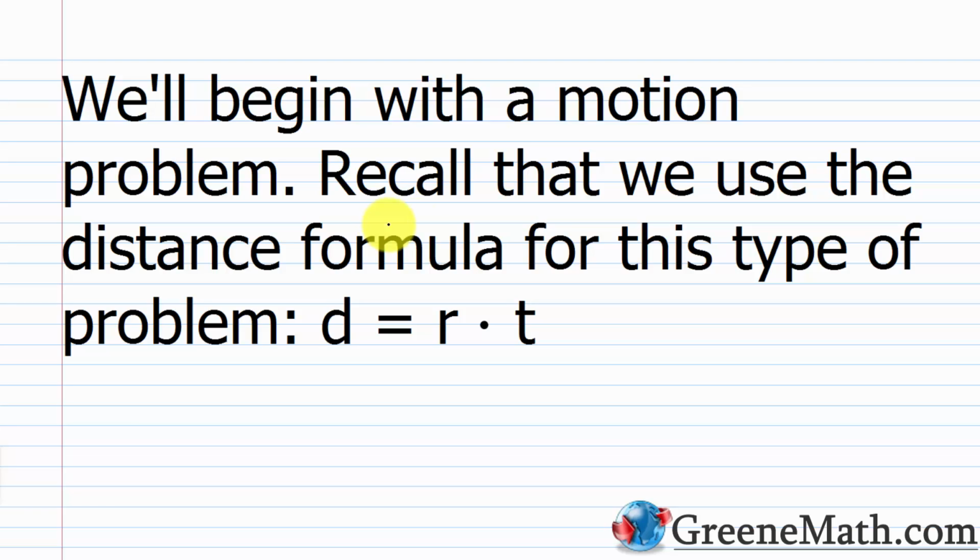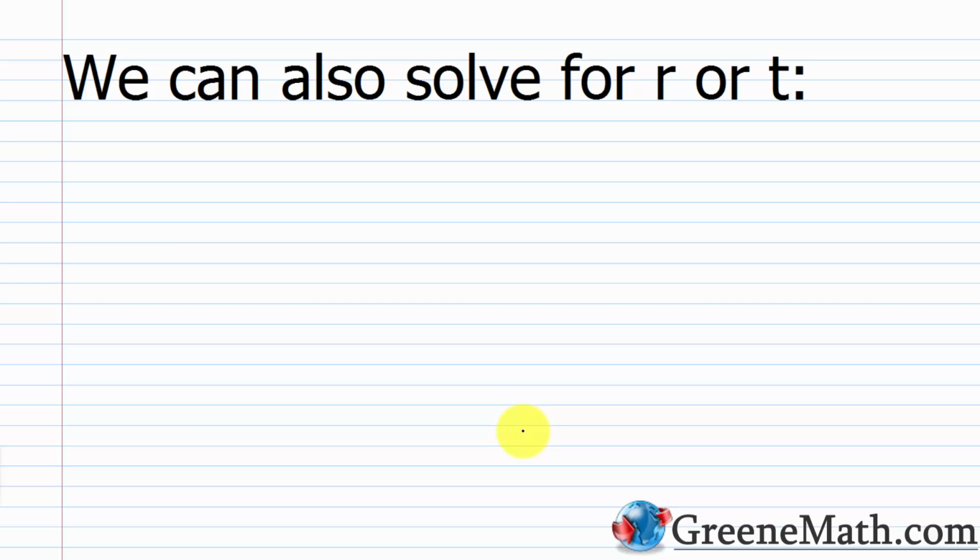So I want you to recall that we used the distance formula. Let me just highlight that real quick. The distance formula for this type of problem. So we have d is equal to r times t. Remember, this d stands for distance. The r stands for rate of speed. And t stands for time traveled. So something that's going to be new for us here is that we're going to manipulate the distance formula. And we're going to be solving it for r or t.